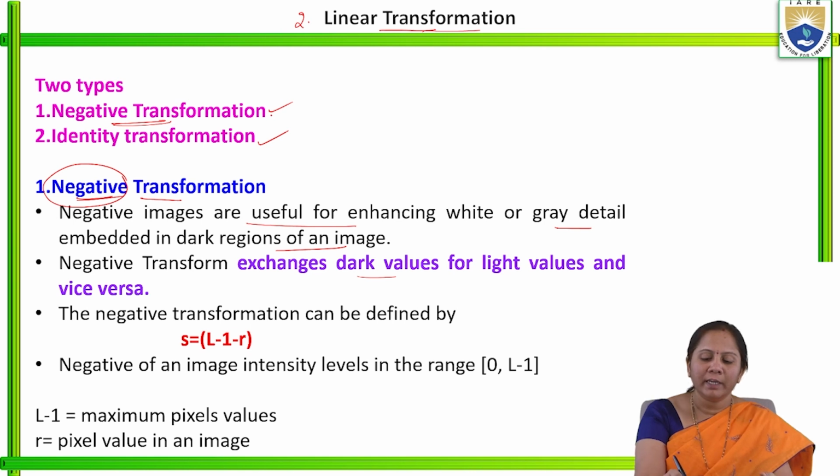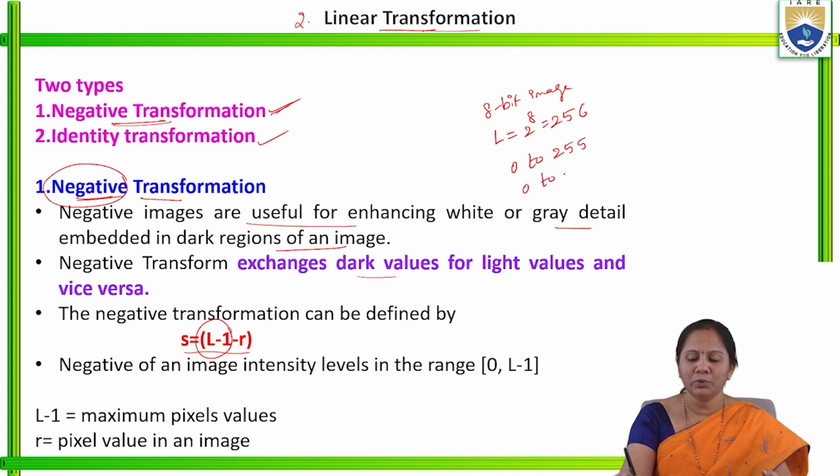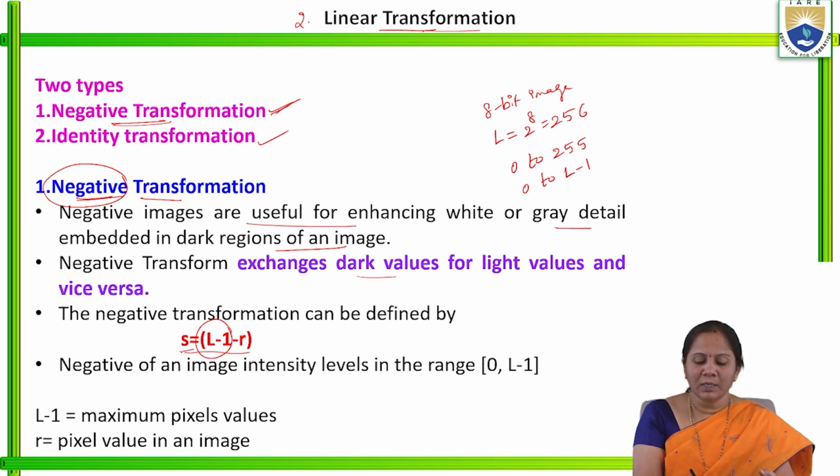So this negative transformation will be represented with a formula S is equal to L minus 1 minus R. So here what is this L minus 1? So for example, if you are considering any 8-bit image, so the number of intensity levels will be 2 power 8, which is of 256. So the pixels values will be ranging from 0 to 255. That means 0 to L minus 1. Now, so S is equal to L minus 1 minus R.